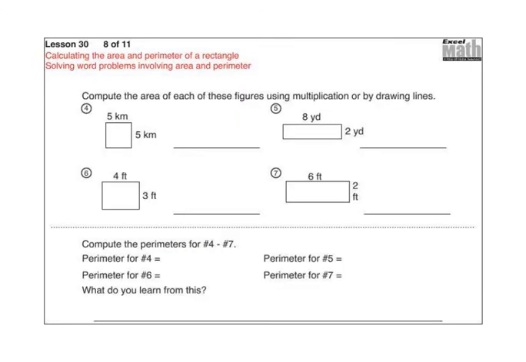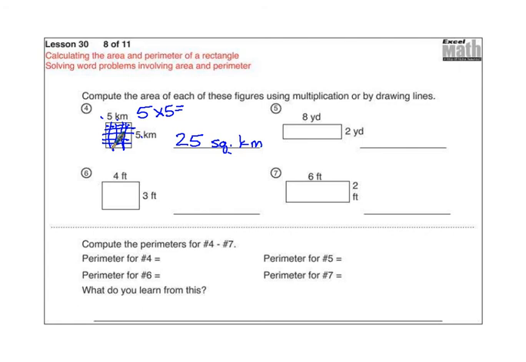All right, we want to find the area for these figures using multiplication or by drawing lines. Probably easier if you just multiply the length times the width together. Let's do the first one together. We have a length of 5 and a width of 5. So 5 times 5, we write 25 square kilometers. Make sure you put square because what we're really finding is, I can't really draw it too well on here, but all these little squares and how many squares make up that shape.